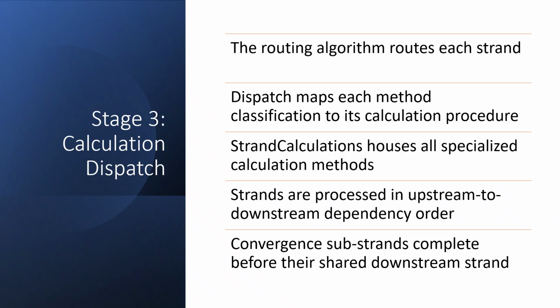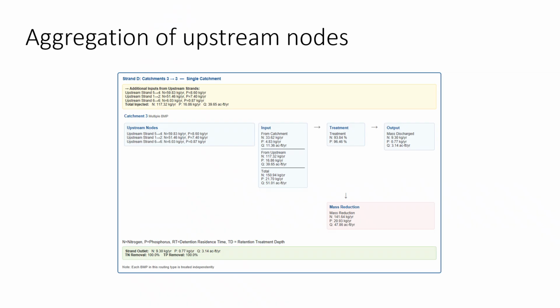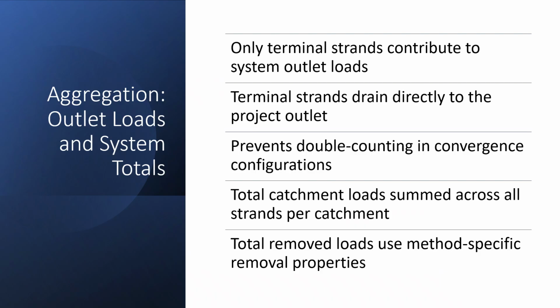final system-level results. When working with network structures, upstream nodes don't operate in isolation. They are aggregated together, and their data or flow is routed into the downstream strands. This aggregation process is what connects the broader network, pulling information from multiple upstream sources and channeling it forward through the system. Once all strand calculations are complete, the model moves into an aggregation phase to assemble project-level results.